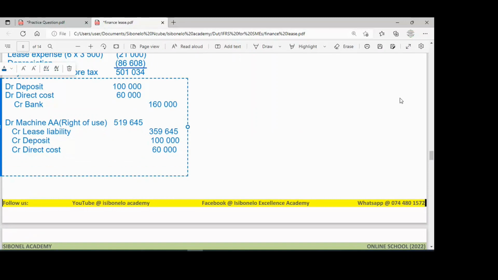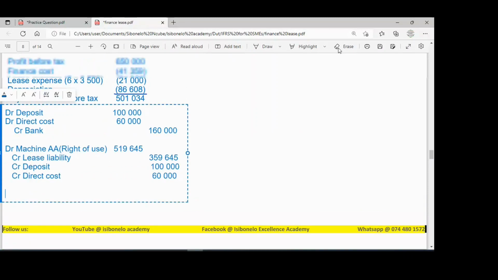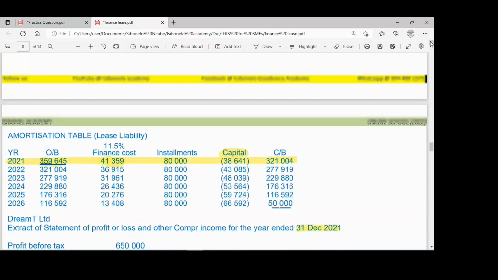Remember that in the income statement we recognize the interest finance cost. So the interest expense. Expenses are recognized on the debit side. So you debit finance cost for 2021. So finance cost is 41,359. The finance cost is in the income statement, and it is in the amortization table.